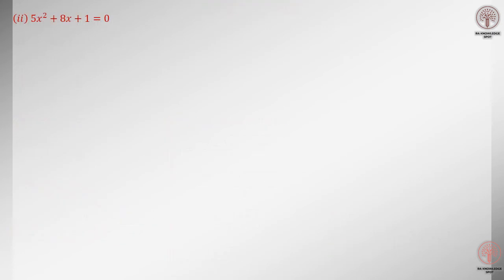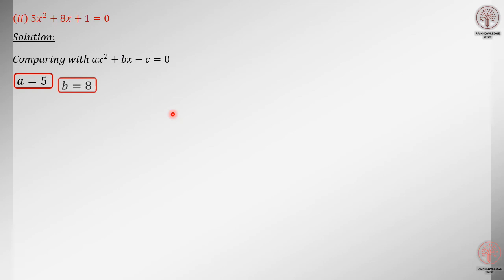What's the next part? That is 5x square plus 8x plus 1 is equal to 0. Again, the same method actually. Comparing with ax square plus bx plus c is equal to 0, a is 5, b is 8. Dear students, guess what c is? I know you got it. c is 1. Good.